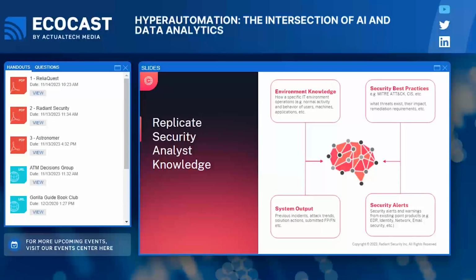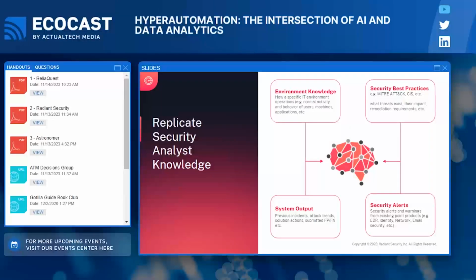Analysts have essentially environmental knowledge. They've been at your organization, they've been in the seat for some period of time, and they're more effective on day 365 than they are on day 1 because they understand what's normal for your environment. They understand how things operate, who has access to what, what's normal, what's abnormal. Moreover, analysts are very effective based on their length of time in seat anywhere. So they understand security best practices. They've seen things before. They understand certain types of attacks. If we're going to replicate that, we need to train on data like MITRE ATT&CK and CIS so that the AI can essentially understand what types of threats exist, their impact, how you remediate them, and so on and so forth.